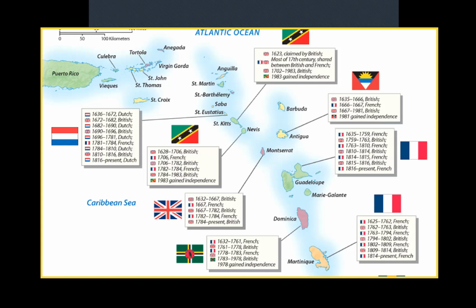Now, this one looks a little bit busy, but basically it's just showing how many times these small islands were fought over by the French and the British and the Dutch. And you can see how many times they changed hands. So this one was Dutch, then British, then Dutch, British, Dutch, French, Dutch, British, ending up Dutch. So all these places were small little specks on the map, but they held so much wealth in terms of their ability to grow sugarcane that all these European countries went ahead and fought for them.